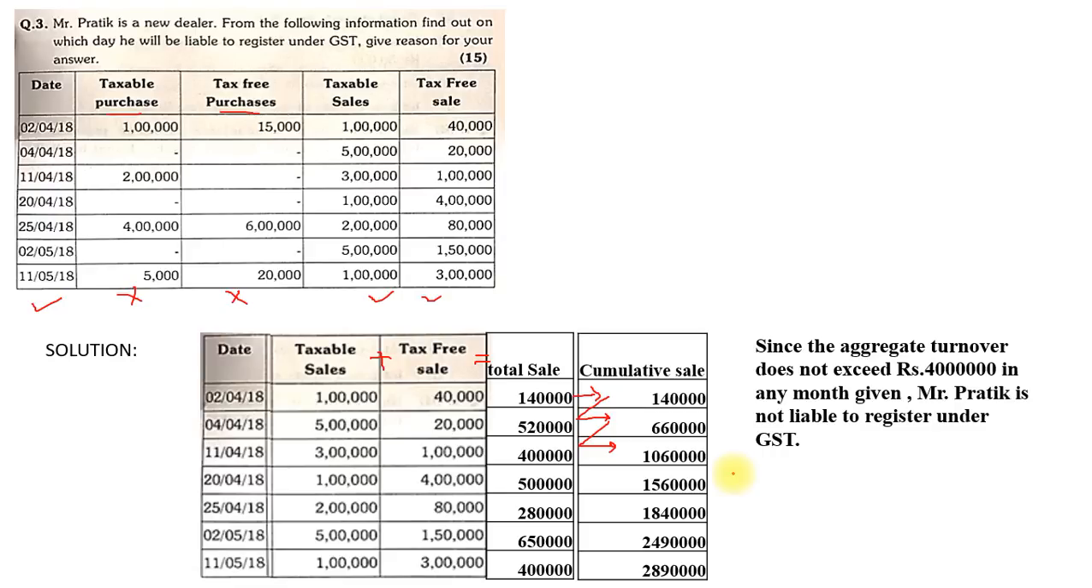Again, very simple. For 15 marks, this won't take hardly 5 minutes to complete. The only thing is you need to remember the rules. So these were the two questions in question number 3. One was based on taxable and non-taxable, the other was based on registration under GST. I hope all of you have understood both these sums.